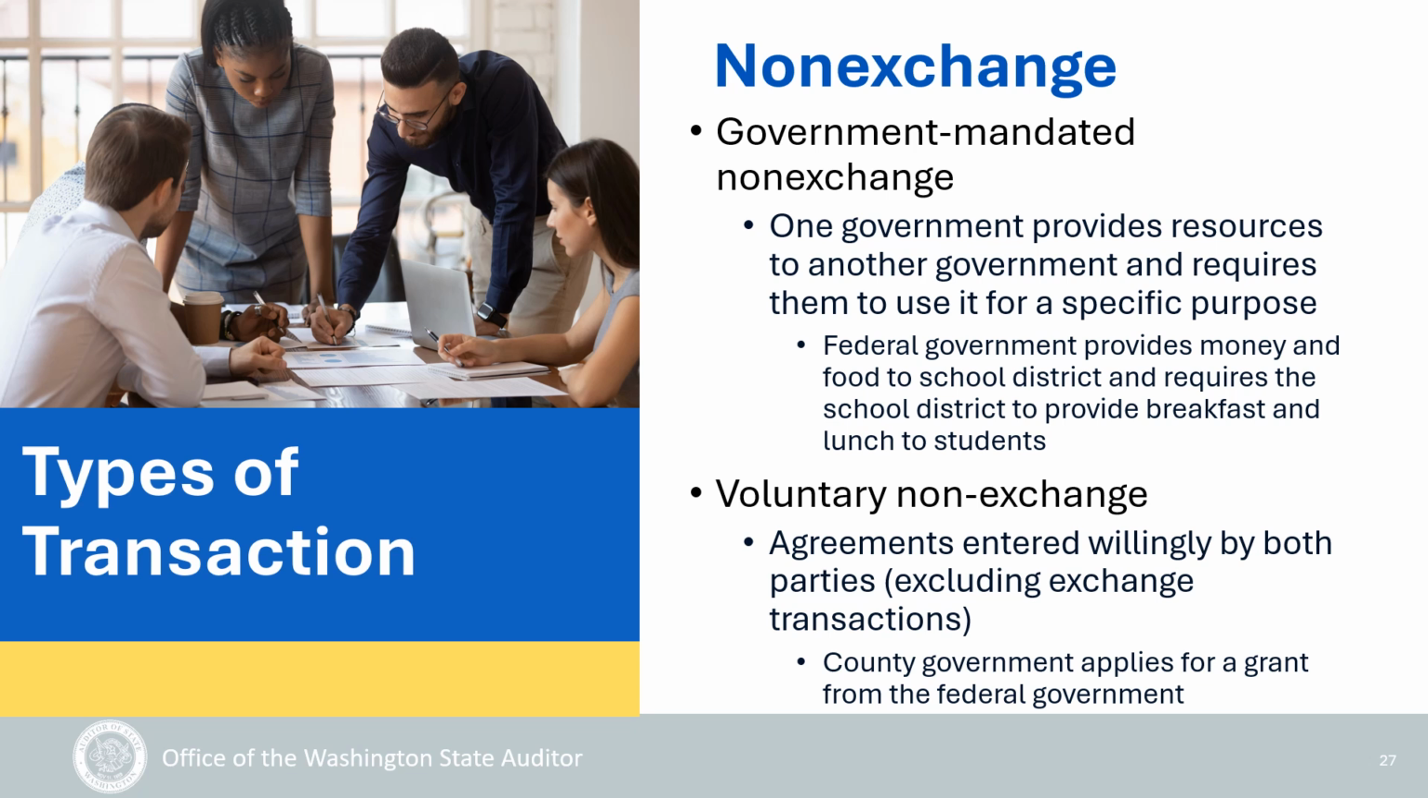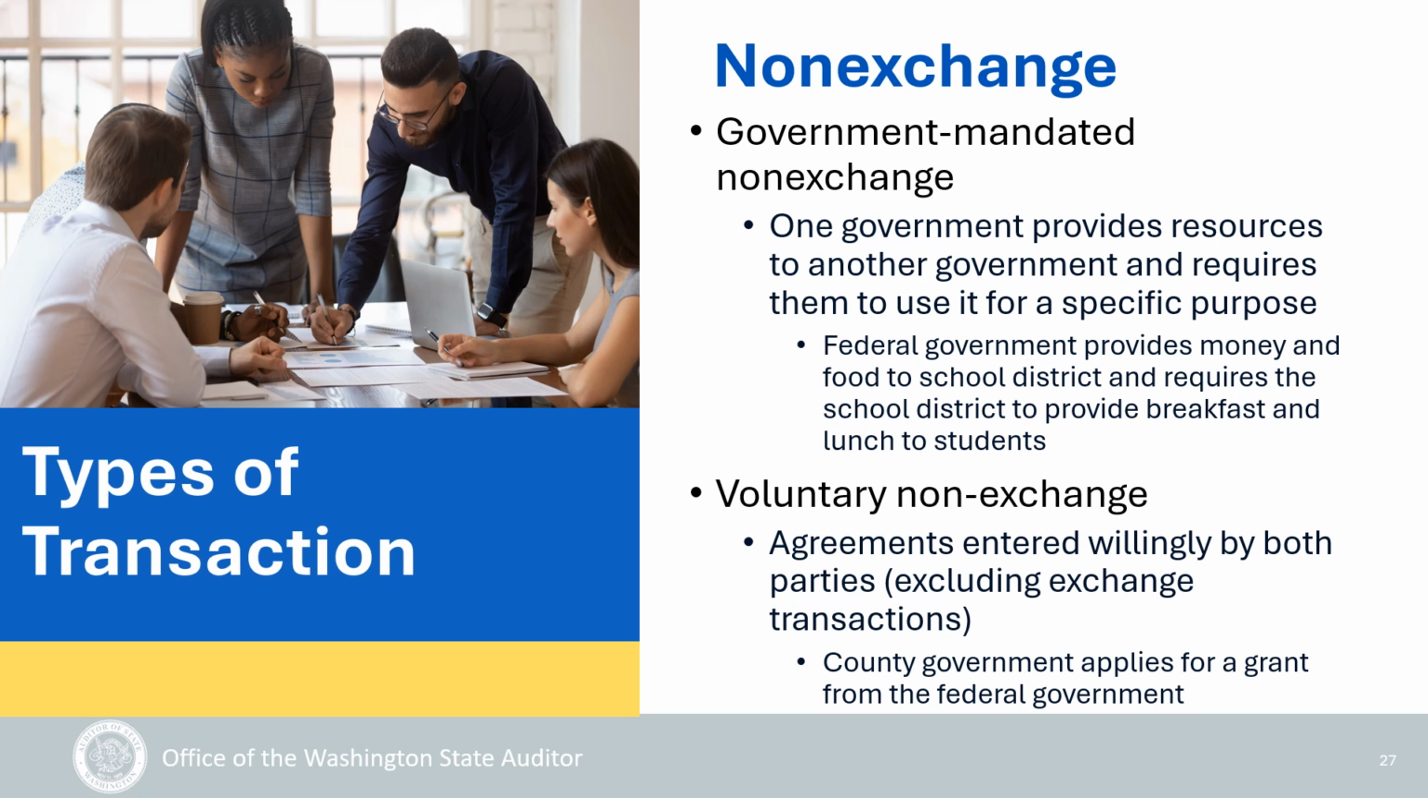Voluntary non-exchange transactions are much more common. This is where both parties willingly enter into the agreement. An example of this is when a local or state government applies for federal grants or awards. The federal government is not requiring them to participate in that federal program, but the local or state government wants to participate to get federal funding to help provide services in their area.